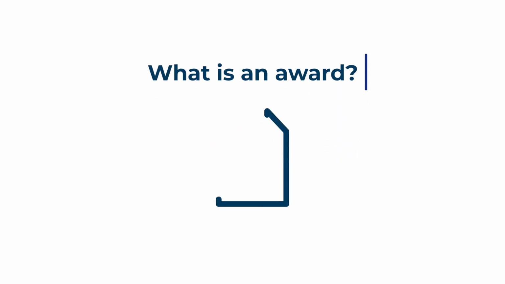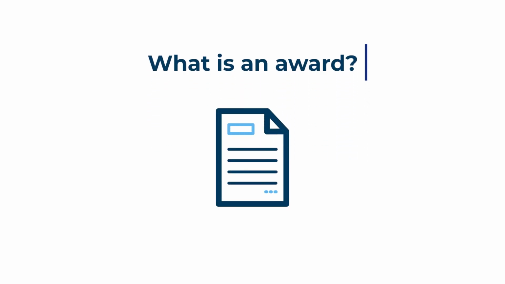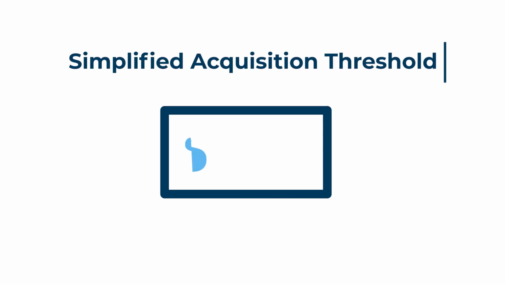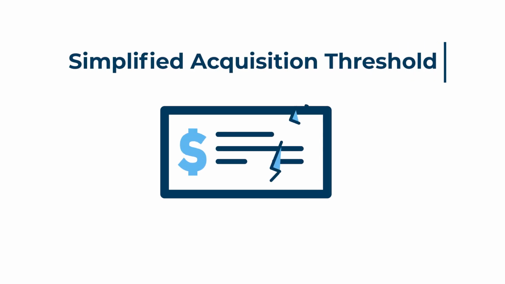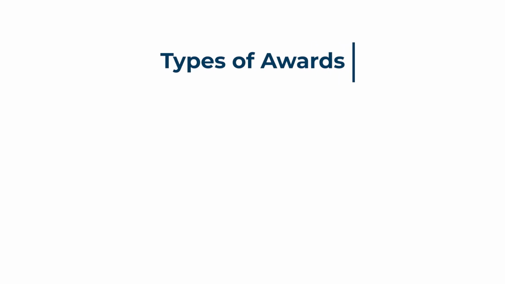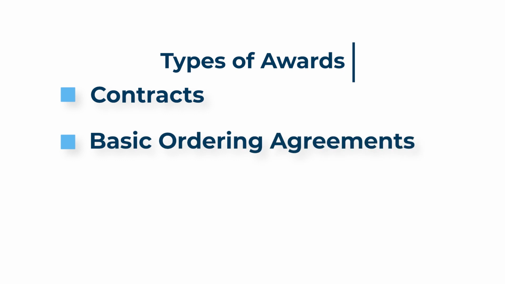Types of awards. What is an award? An award is an all-encompassing term that covers contracts, basic ordering agreements, and purchase orders. Simplified acquisition threshold. A simplified acquisition threshold is the maximum dollar amount allowed for an acquisition using simplified acquisition procedures. Types of awards. The three most common types of awards are contracts, basic ordering agreements, and purchase orders.